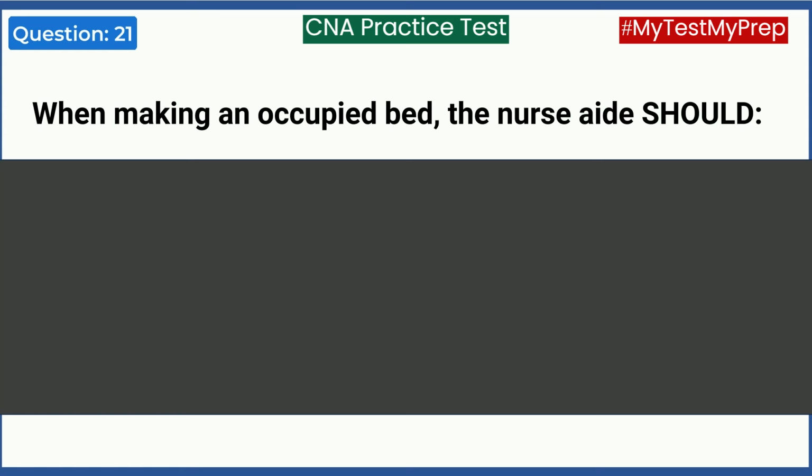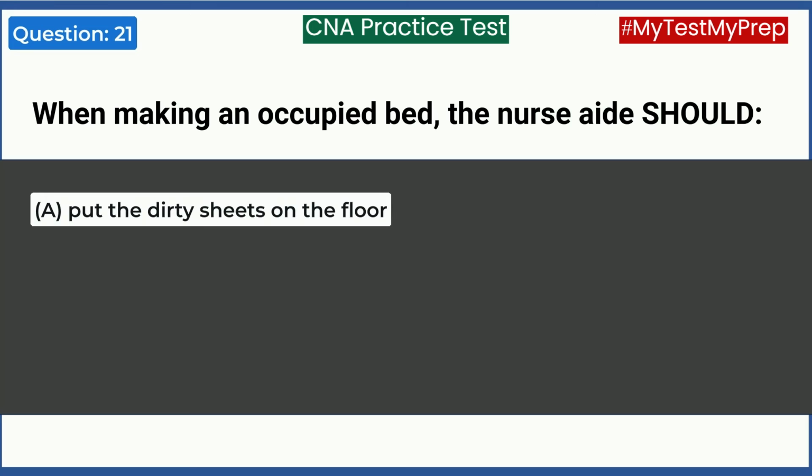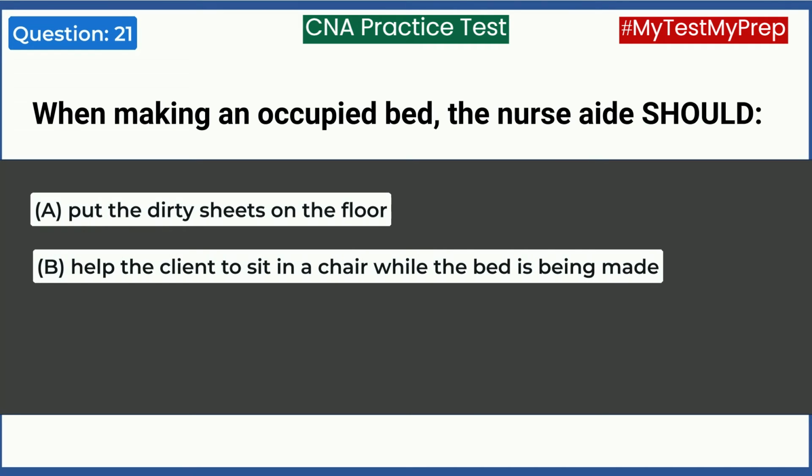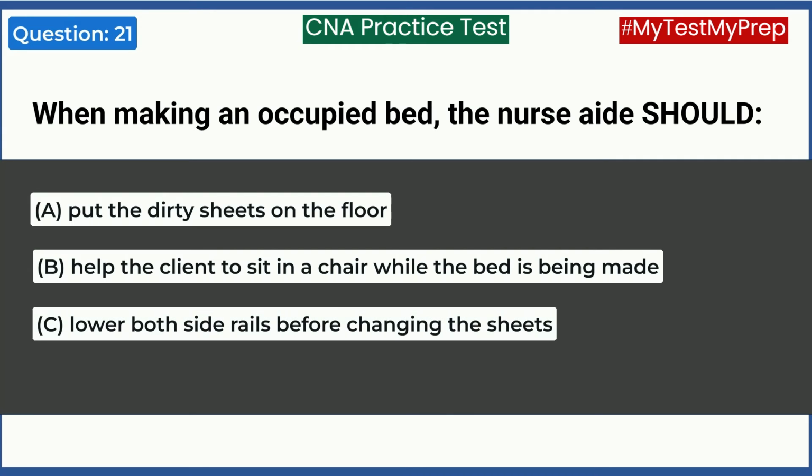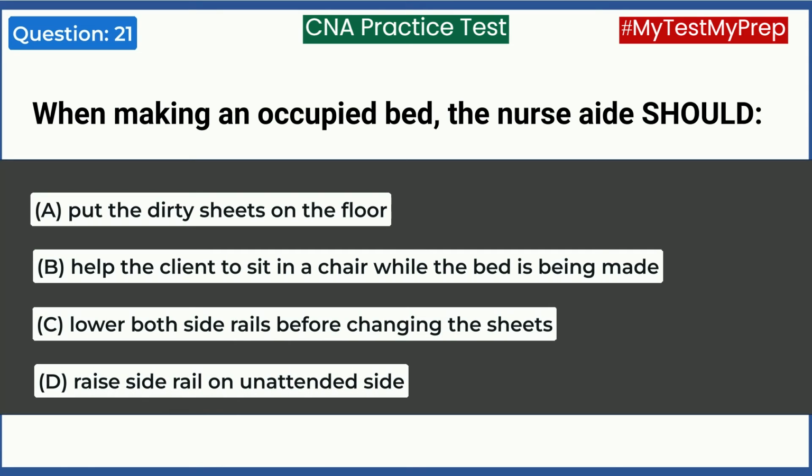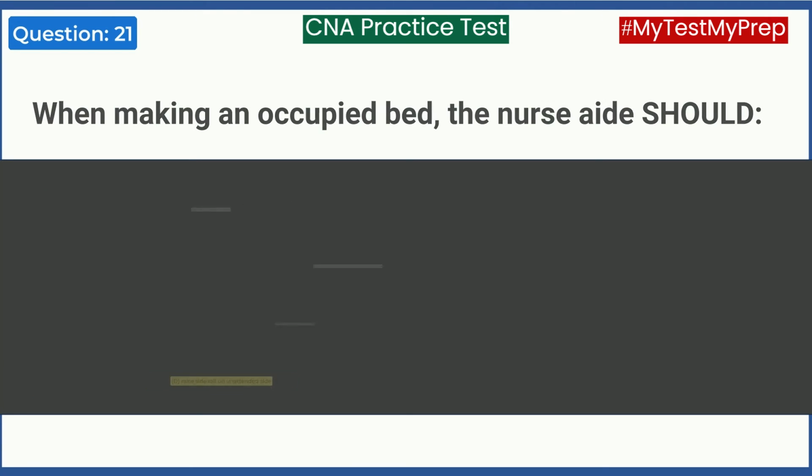When making an occupied bed, the nurse aide should: A. Put the dirty sheets on the floor. B. Help the client to sit in a chair while the bed is being made. C. Lower both side rails before changing the sheets. D. Raise the side rail on the unattended side. Answer: D. Raise the side rail on the unattended side.